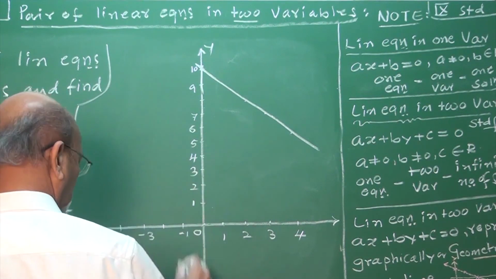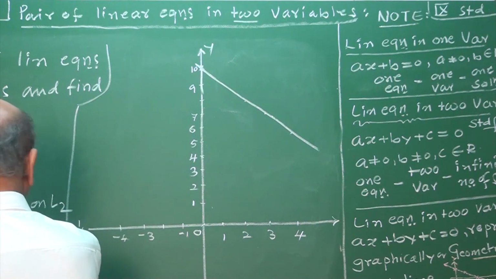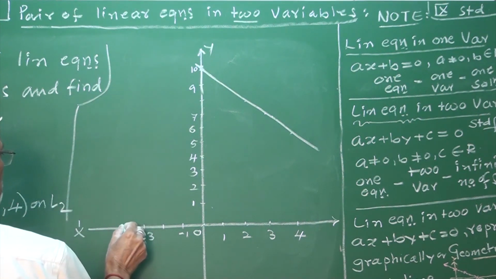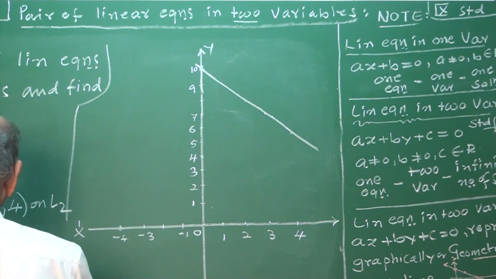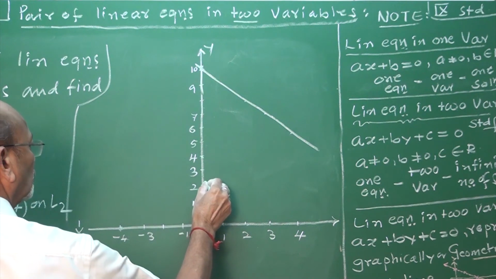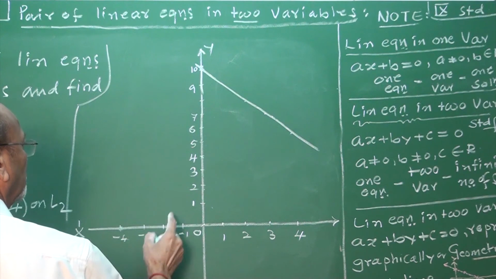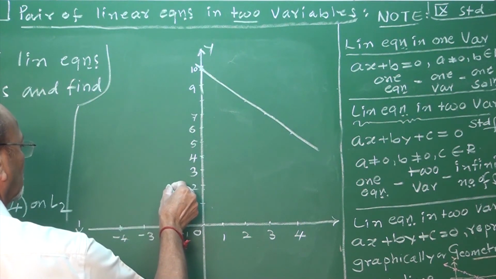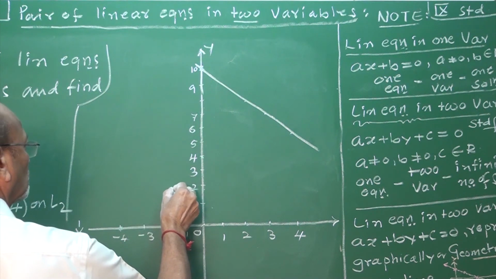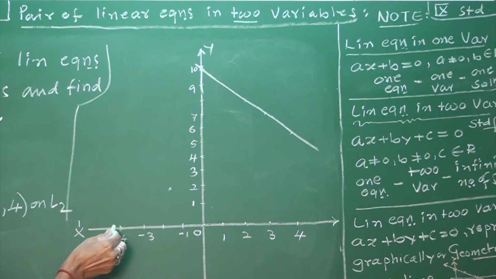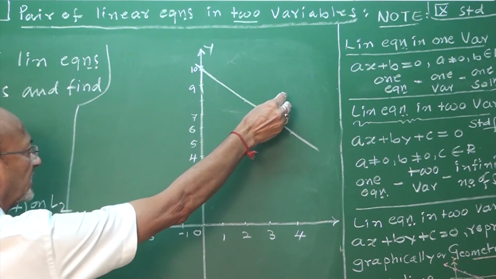Yes, my friend. When x is minus 4, y is 0, this point. When x is minus 2, y is 2. Yes, my friends, this is the second line.